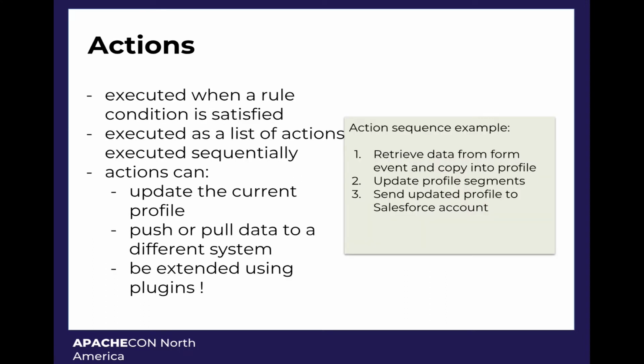So on the actions part, this is basically what's executed when a rule condition is satisfied. It's basically just a list, executed sequentially. Actions can, for example, update the current profile, push or pull data from a different system, and again, be extended. It's just a jar, a bundle that you deploy in the system, and it can implement whatever you want. This is an example of an action sequence. Retrieve data from a form event and copy it into profile, update profile segments, and then send the updated profile to a Salesforce account.